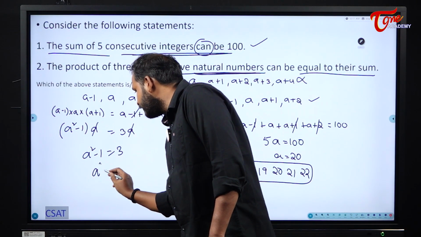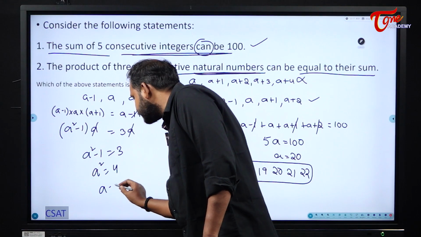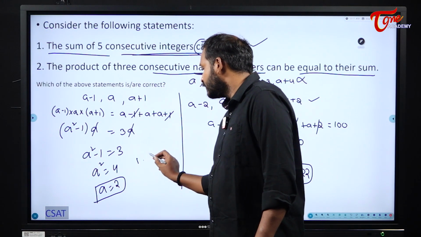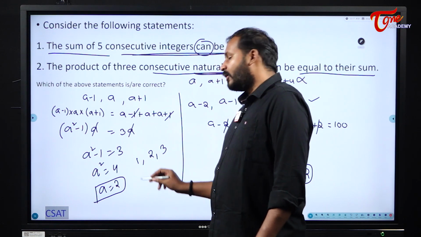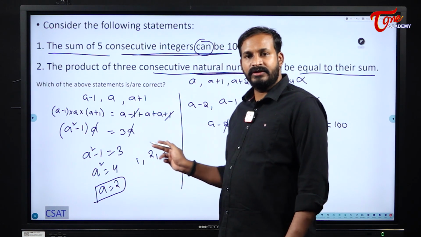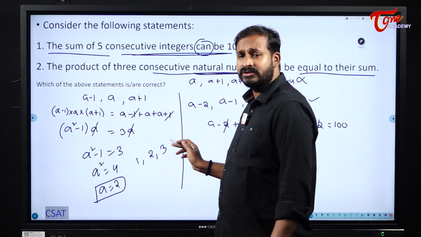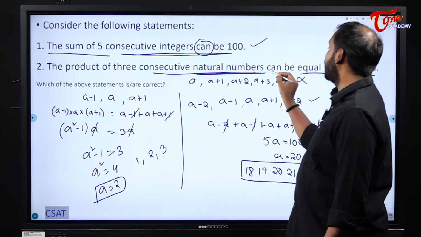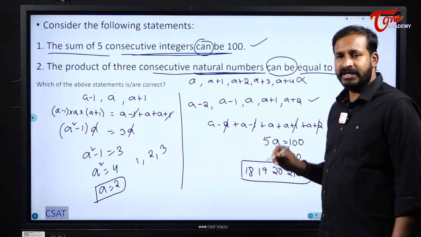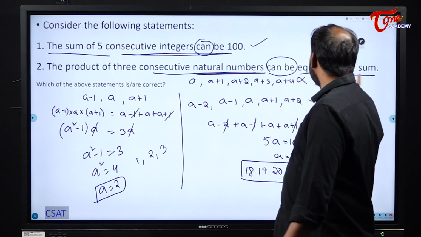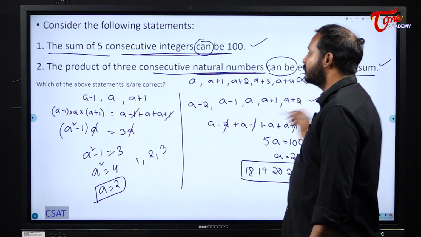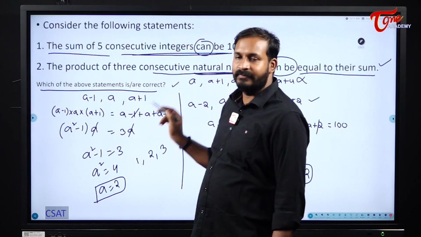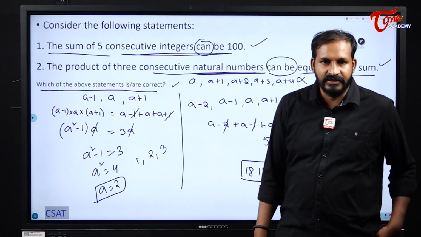a square value will become 4. So the value of a becomes 2. If a is 2, what about the 3 natural numbers? 1, 2 and 3. The product of these 3 numbers is 1 into 2 into 3, 6, and the sum of these 3 numbers is also 6. So that means the product of 3 consecutive natural numbers can be, not always, can be, equal to their sum. Yes, this one is also correct. So the question is, which of the above statements is or are correct? Here both the statements are correct.